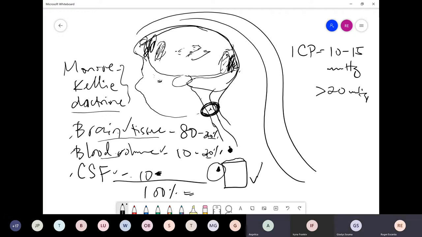So who is this that has to go? Gladys? The brain tissue. Which part though? Again, this is your cerebrum. This is cerebrum, cerebellum, midbrain, brainstem. The brainstem. Okay, the brainstem.